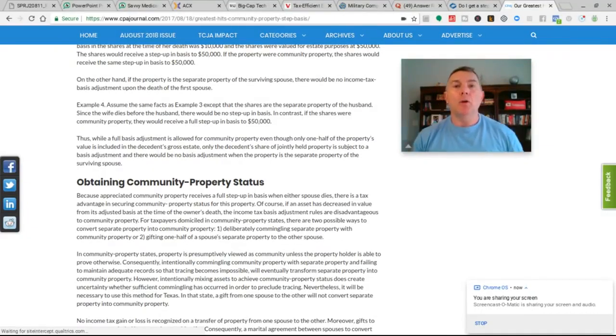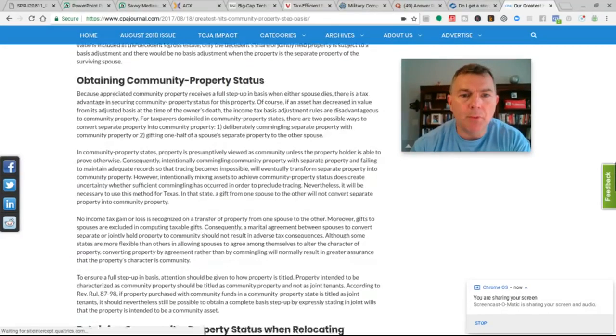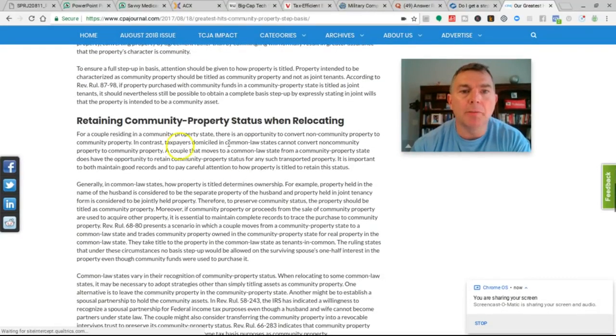So I own the shares outright. My wife does not. And even if my wife dies, I don't get any step-up in basis whatsoever because she had no ownership stake in the property. It just doesn't work like that. Community property, whole different story. Whole different story.